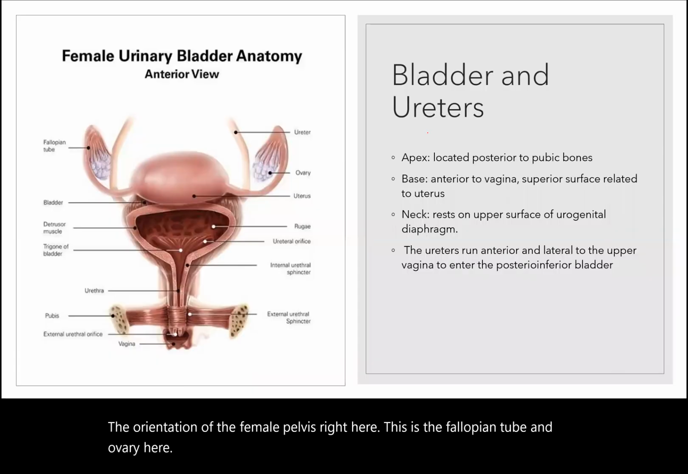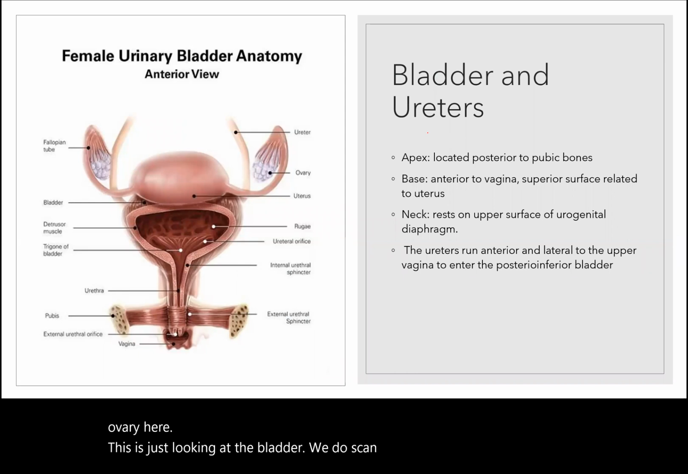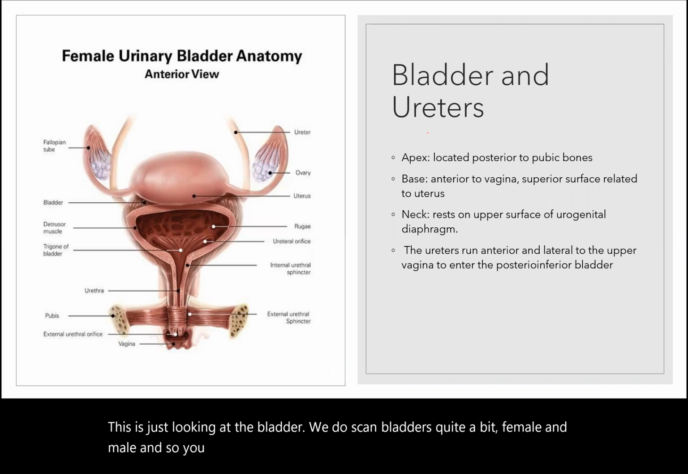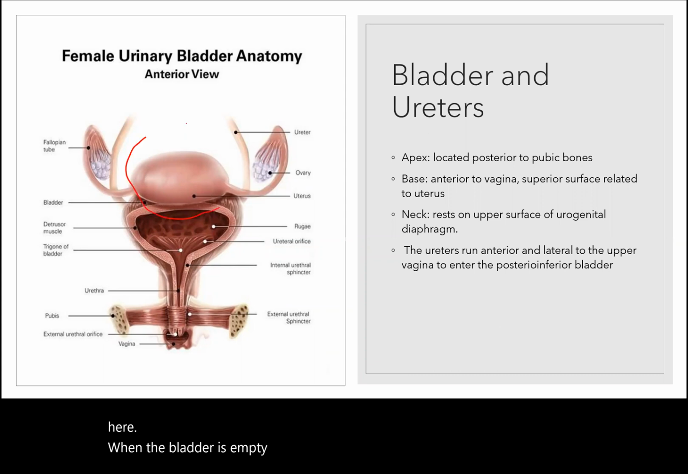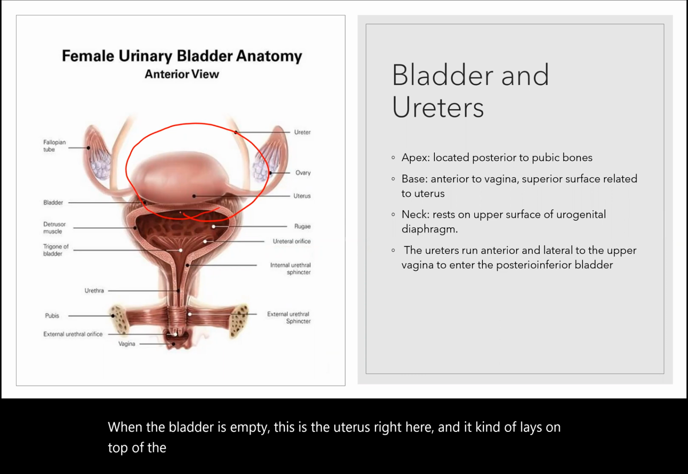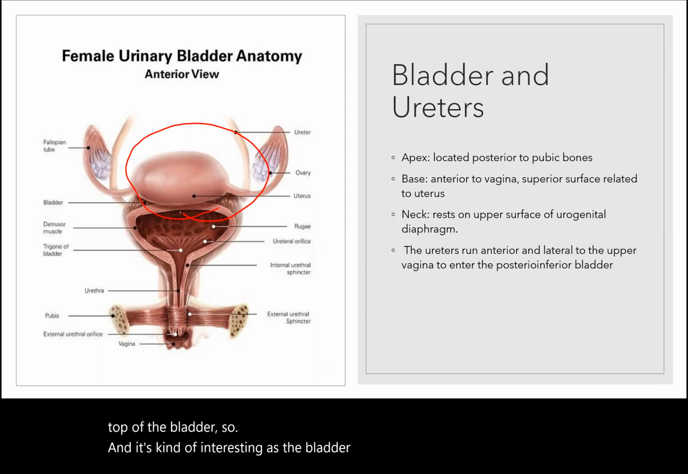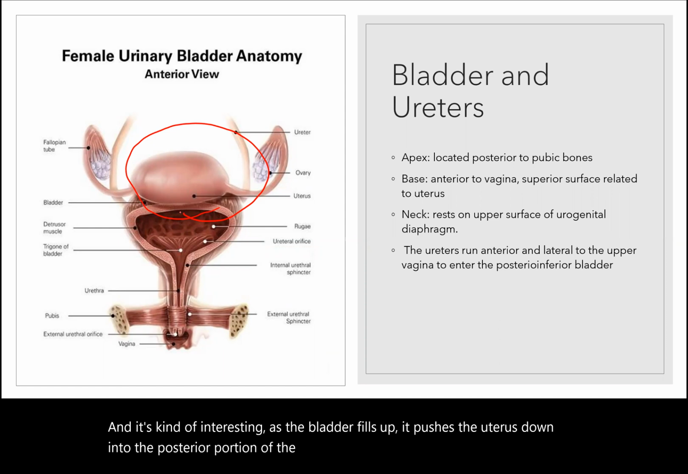This is just looking at the bladder. We do scan bladders quite a bit, female and male. And so you'll learn more about that in abdomen. But to just look at it here, when the bladder is empty, this is the uterus right here, and it kind of lays on top of the bladder. And it's kind of interesting, as the bladder fills up, it pushes the uterus down into the posterior portion of the pelvic cavity.